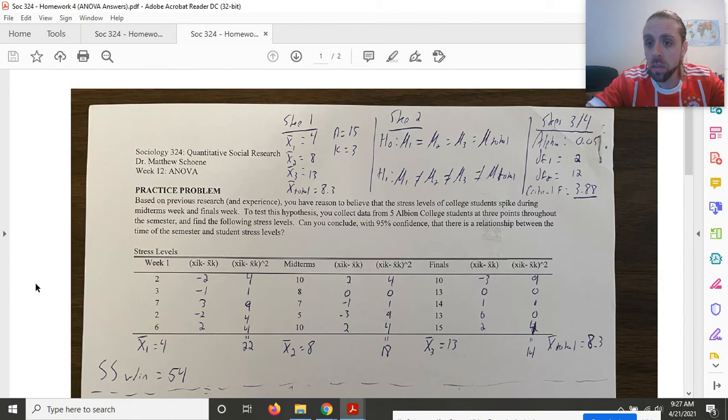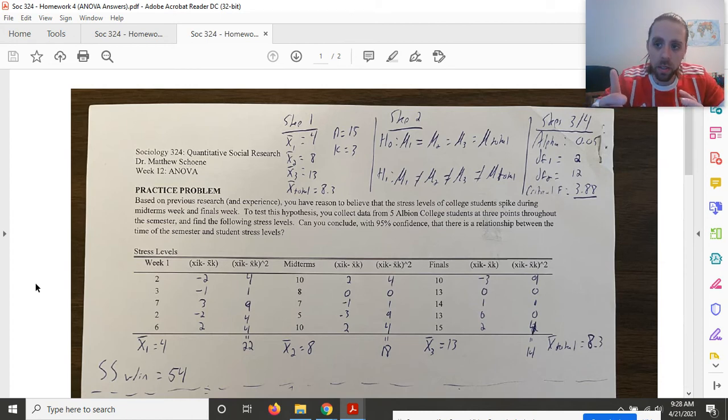How did I get that? Well, df1 is k minus 1, so that's 3 minus 1, and df2 is n minus k, so that's 15 minus 3. The critical F corresponding to a 0.05 alpha and degrees of freedom of 2, 12 gives me 3.88.